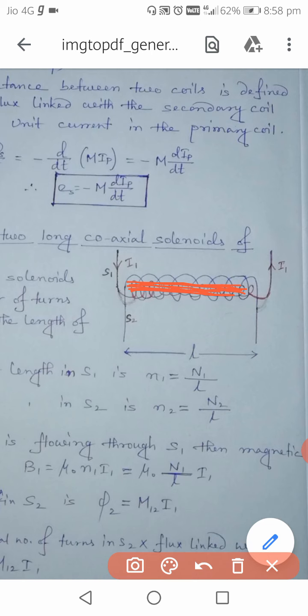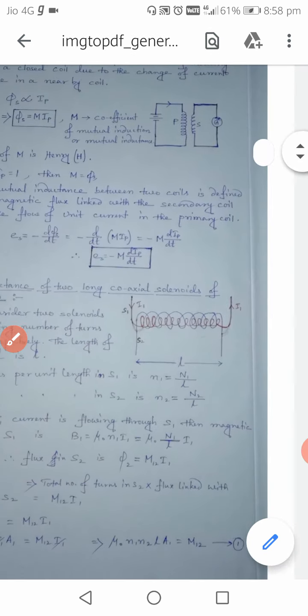Beyond the area of the first coil, at this region, here and here, there will be no magnetic field, because the magnetic field remains only inside the solenoid. Okay, so inside which solenoid will it be? The solenoid through which current is flowing, that is I1, S1. So what will be the area? A1.